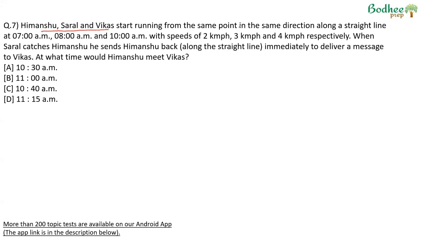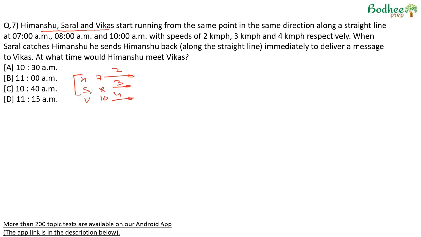Himanshu, Saral, Vikas start running from the same point in the same direction along a straight line at 7, 8 and 10 AM. Speeds are 2, 3 and 4. When Saral catches Himanshu, he sends Himanshu back immediately to deliver a message to Vikas. At what time would Himanshu meet Vikas?